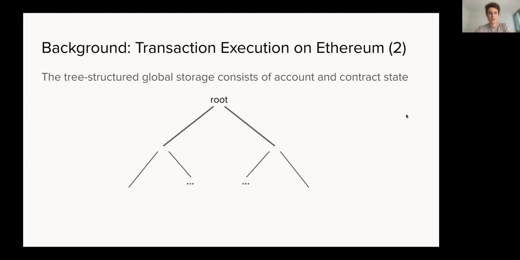Now, when we look at the state, it's actually a Merkle tree. It's a tree-structured global storage that consists of accounts and smart contracts. Some nodes are simple accounts that record things like balances, and others are smart contract accounts, which, in addition to the same fields as accounts, also have their own local storage. You can conceptually think of this storage as a subtree under the contract account.